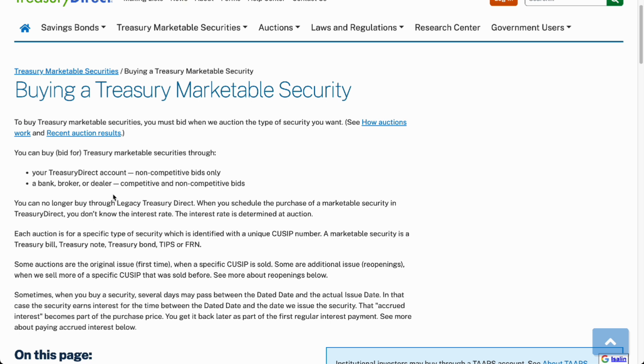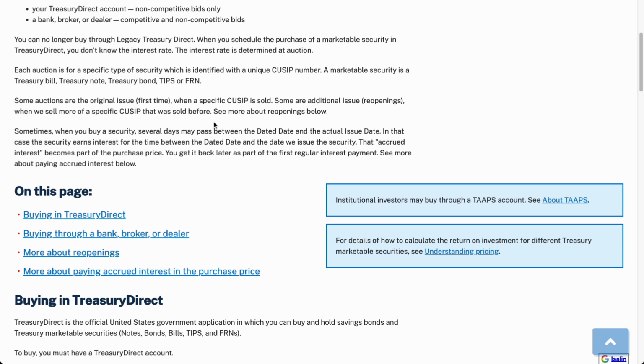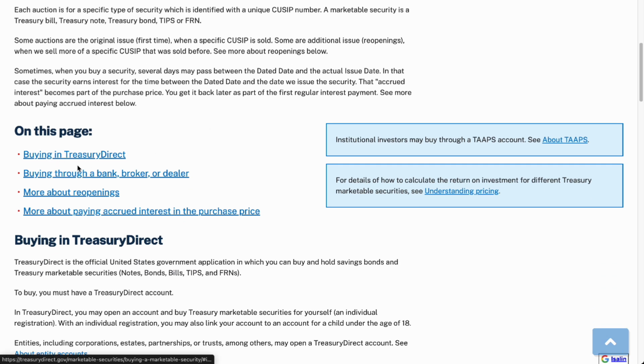So each auction is specific for a type of security, which is identified through a CUSIP number, and a marketable security is a treasury bill, treasury note, treasury bond, TIPS or FRN. So it's pretty hard to actually just get and secure a treasury bond, but you can actually go ahead and get one through Treasury Direct.